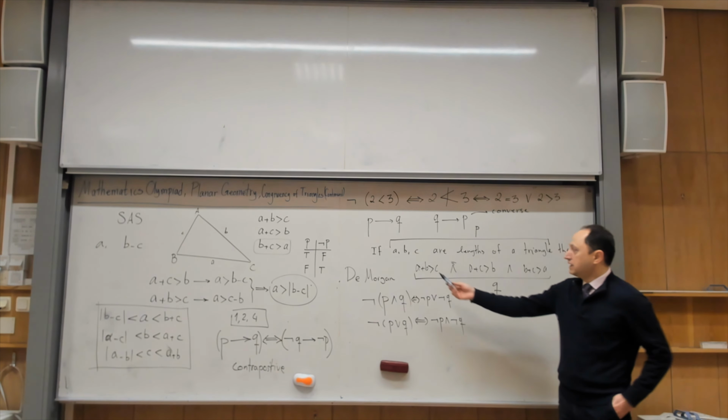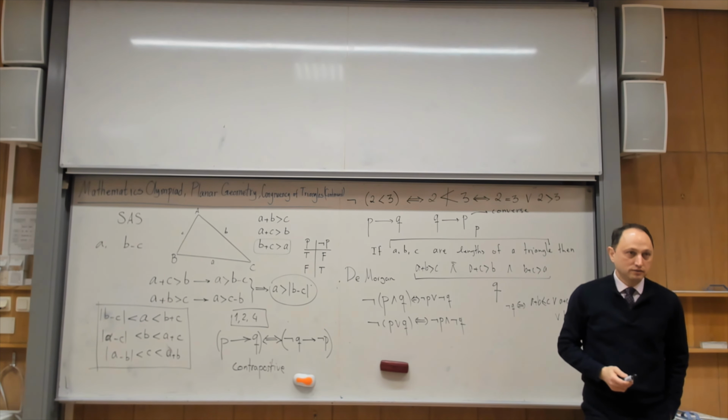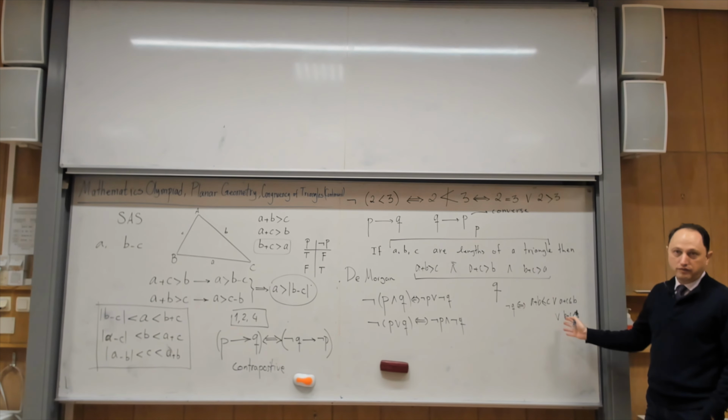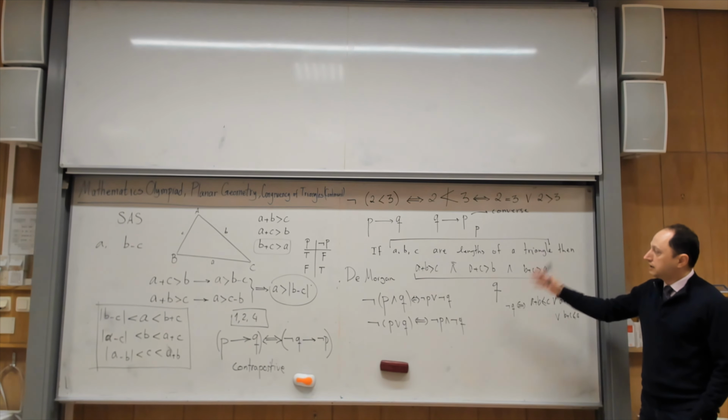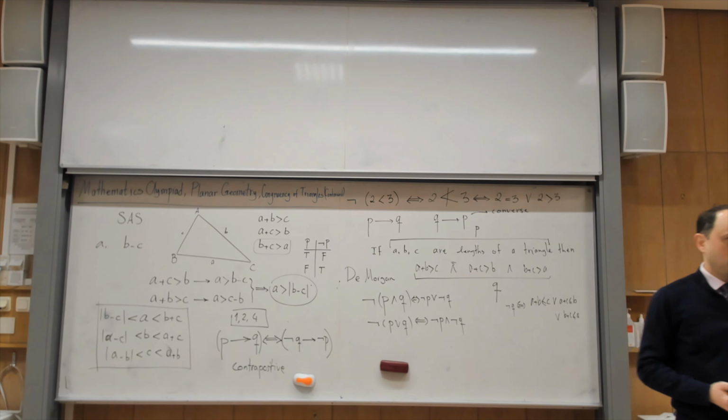Negation of P tells me this is not the case that A, B, C are lengths of a triangle. Is that understandable? So it tells you that if at least one of these happens, I can conclude that A, B, and C cannot be the lengths of a triangle.